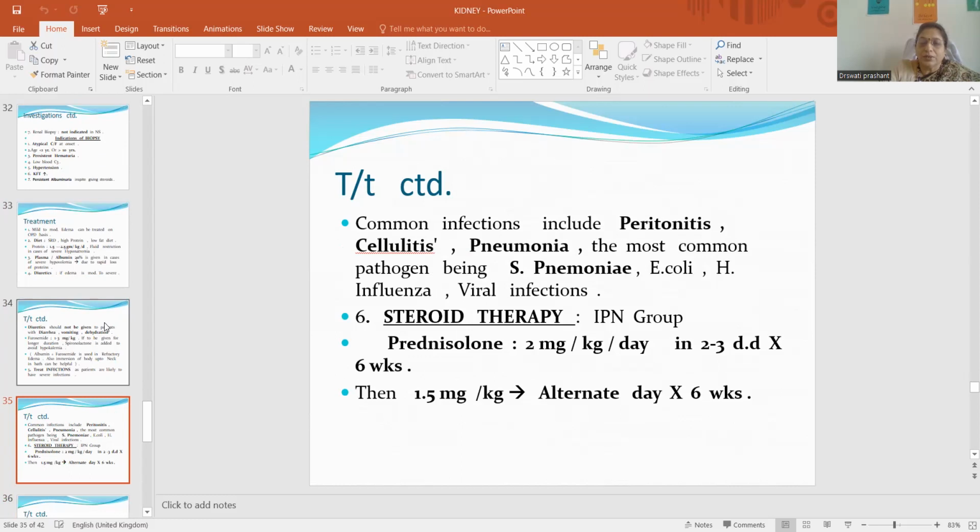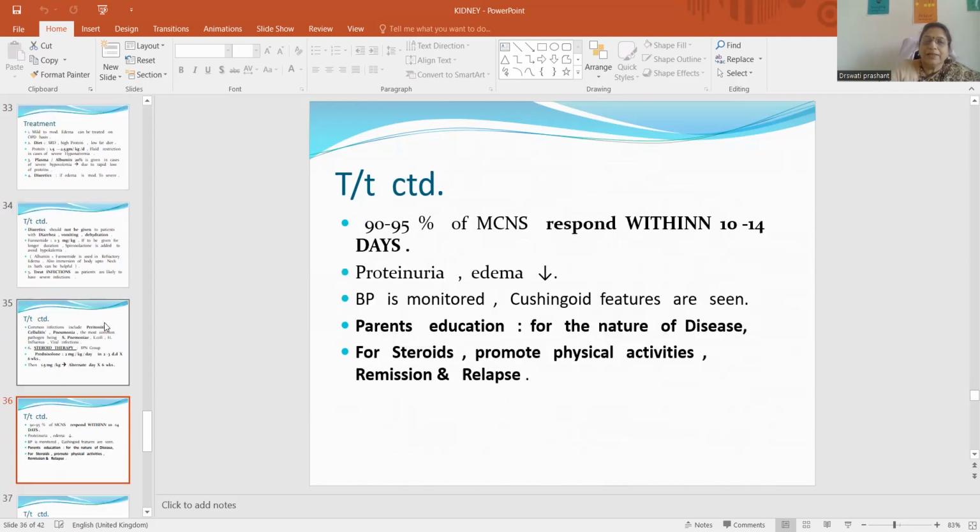According to guidelines, we will give prednisolone 2 milligram per kg per day in 2 to 3 divided doses for 6 weeks. This is for the first attack of nephrotic syndrome. Then after 6 weeks, 1.5 milligram per kg on alternate days for the next 6 weeks. 90 to 95% of minimal change cases respond within 10 to 14 days of starting the treatment.